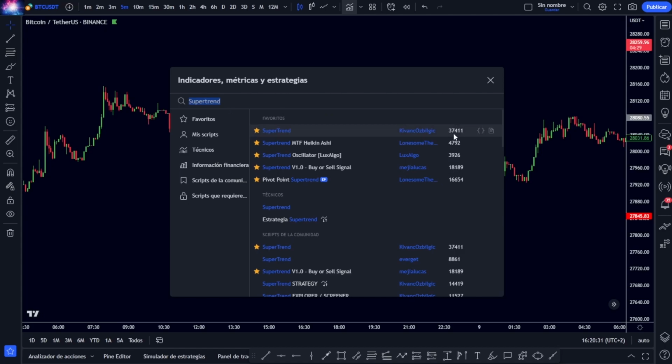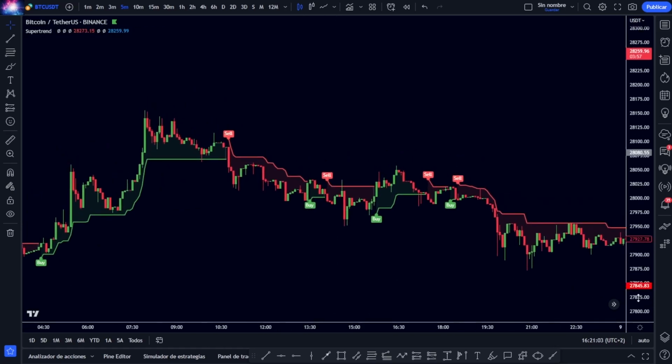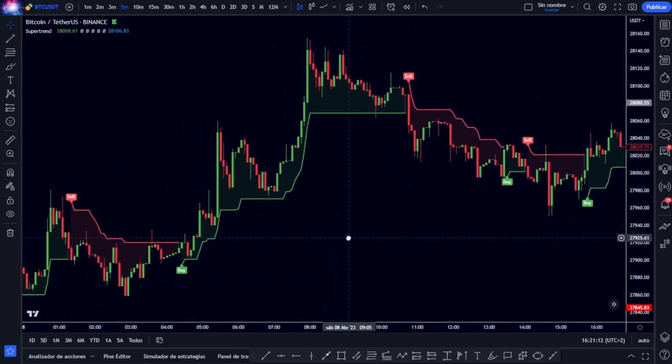First, we go to the part of indicators and look for the most famous Super Trend in the world. As you can see, there are more than 37,000 people who use this indicator. But we are going to combine it, and we are going to make a few changes to squeeze the most of its potential and discover the secrets that very few know.